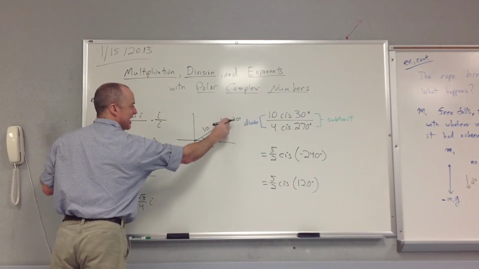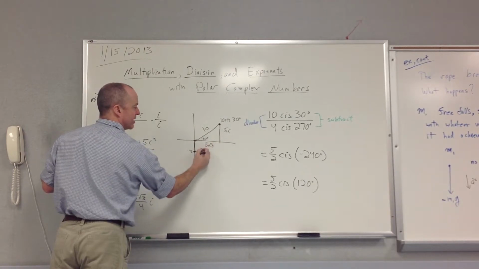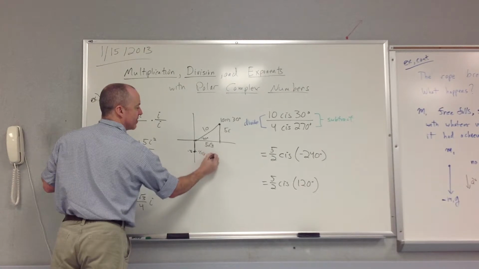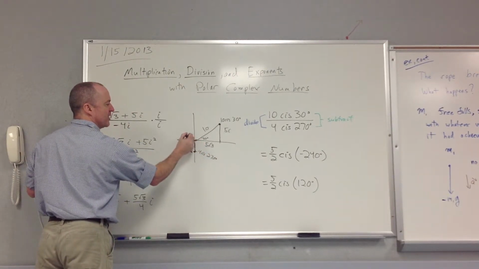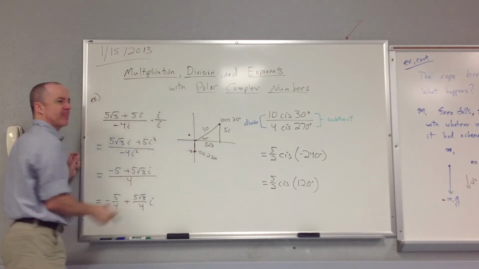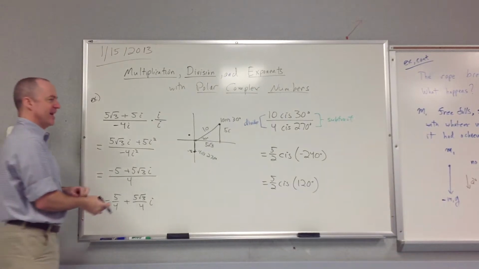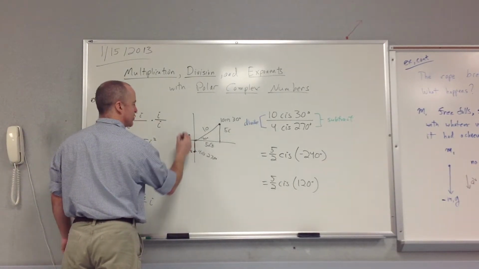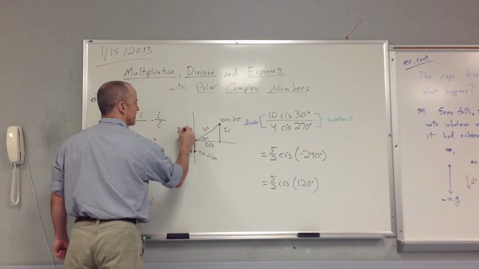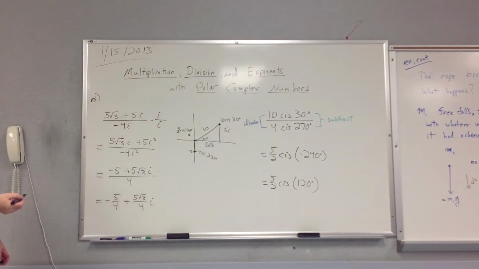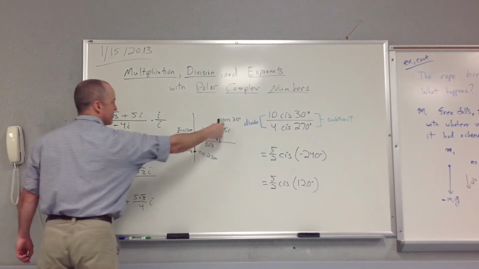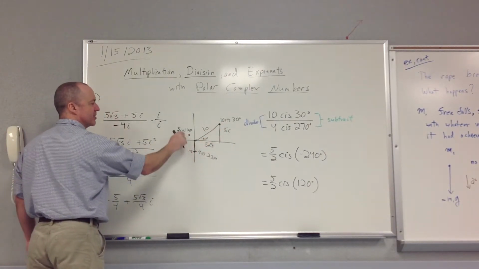If I divide 10 cis 30 by 4 cis 270, the point I get is only 2.5 units away from the origin at a 120-degree angle. You get a point up here. That number, 5 cis 120. I go to 120 degrees, and it's 2.5 units away from the origin there. So this number in the complex plane divided by this number puts me here.